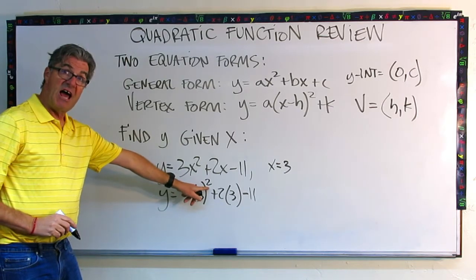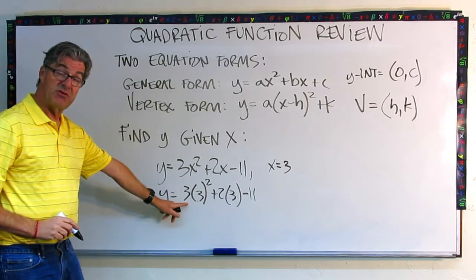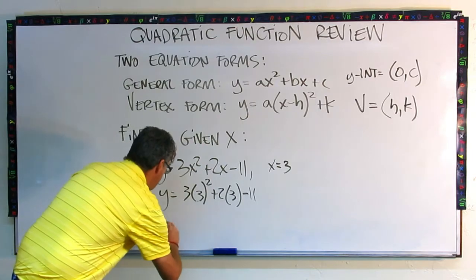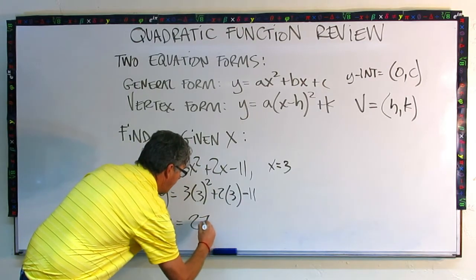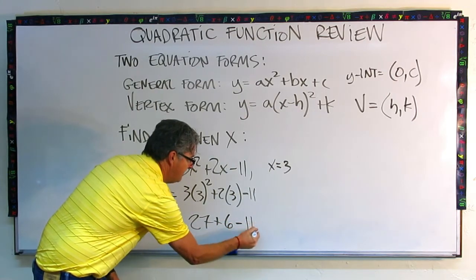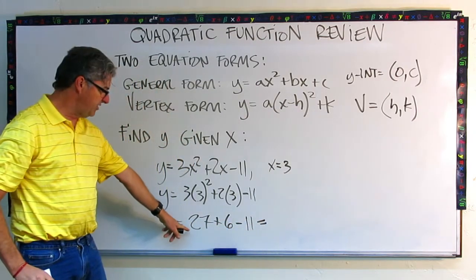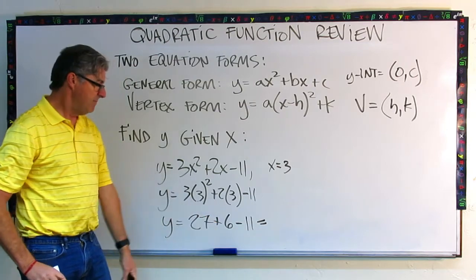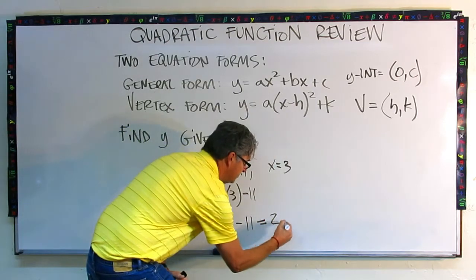3 squared is 9 times 3 is 27 plus 2 times 3, which is 6 minus 11. Crunch those in your head. 33 minus 11 is 22.